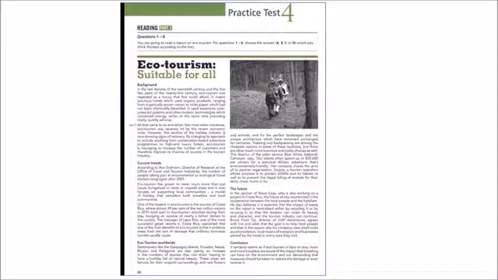Conclusion. It certainly seems as if ecotourism is here to stay. More and more travelers are aware of the impact that traveling can have on the environment and are demanding that measures should be taken to reduce the damage or even reverse it.